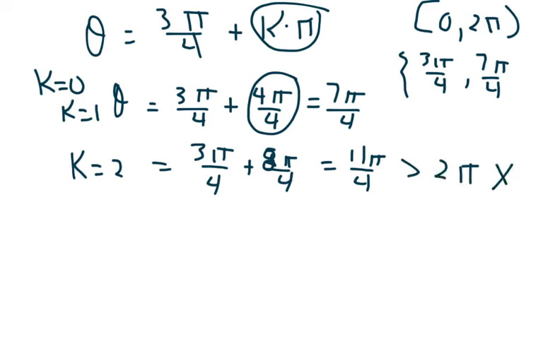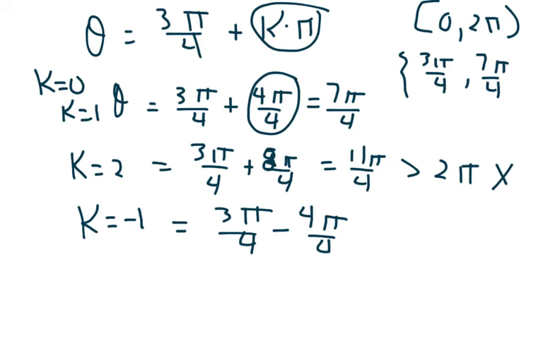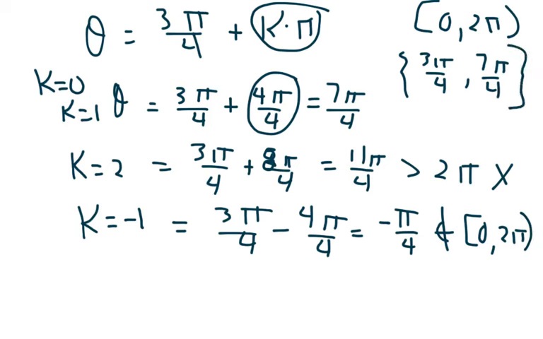Now if you check k equals -1, then you're going to get 3 pi over 4 minus 4 pi over 4, and that gives you negative pi over 4, which is not in between. It does not belong between 0 and what? 2 pi. So we only had 2 solutions here, and there they are.